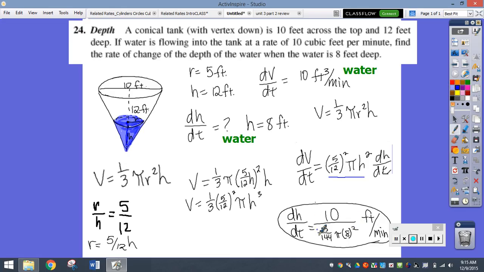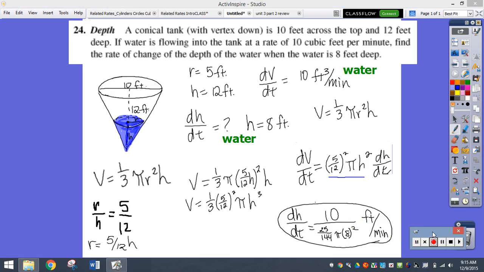And so this is a perfectly acceptable way to present your final answer, as long as you include units. Without the units, you don't get full credit. And you have to think through the units. So this is a measurement of height. Height is a one-dimensional measurement, and so that would be feet. And it's with respect to time, and our measurement of time in this problem was minutes. So feet per minute would be your units for dh over dt.